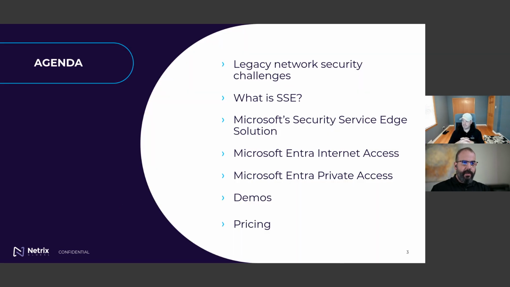So as Rich noted, our agenda here today is just to talk about why we're looking at SSE as a category, the legacy challenges we have with network security. Talk about that category, SSE, why it had to be formed and define it for us. And then look at Microsoft's new security offering in this space. We'll talk through the two different solutions, internet access and private access. We'll be able to jump over them, and Rich will give you a good thorough demo on how those work. And then we'll come back, talk a little bit about the current pricing of it and ways we might be able to help you test it out or deploy it if you're interested.